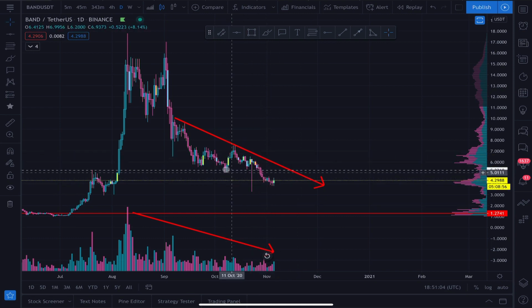So yeah, Band: decreasing price, decreasing volume, retail investors holding on for dear life, shorting opportunity. That's what I see inside of Band.